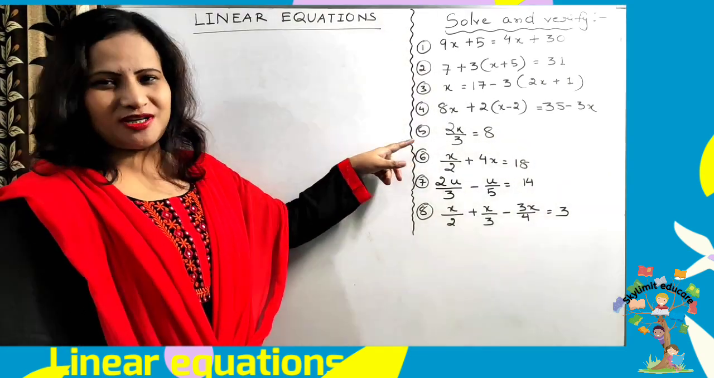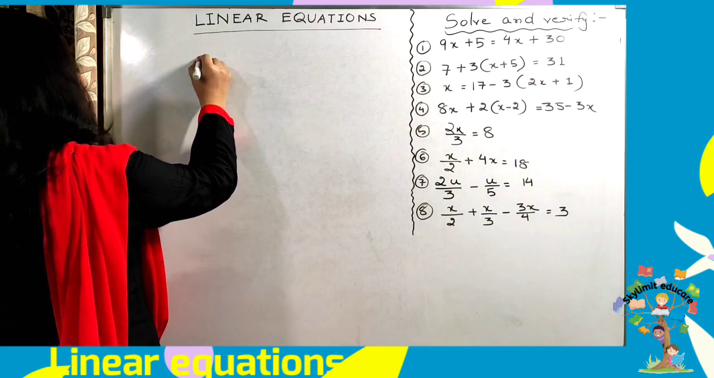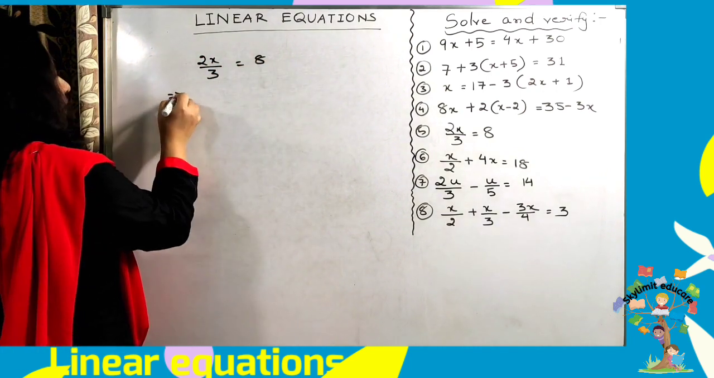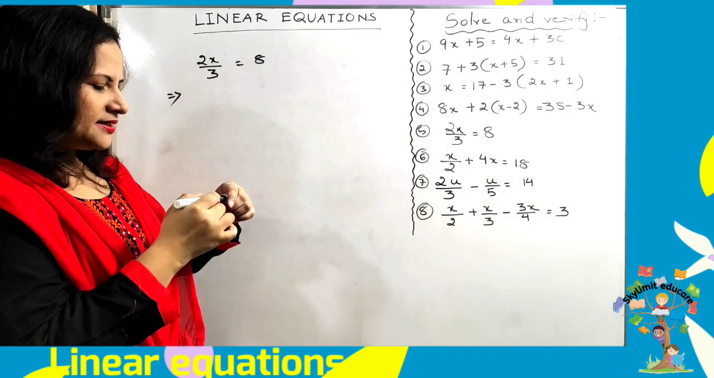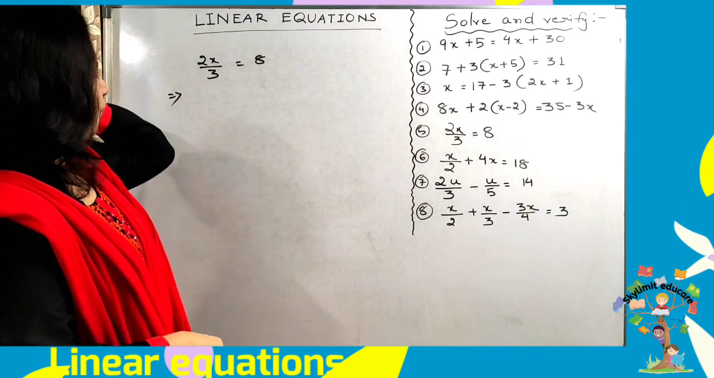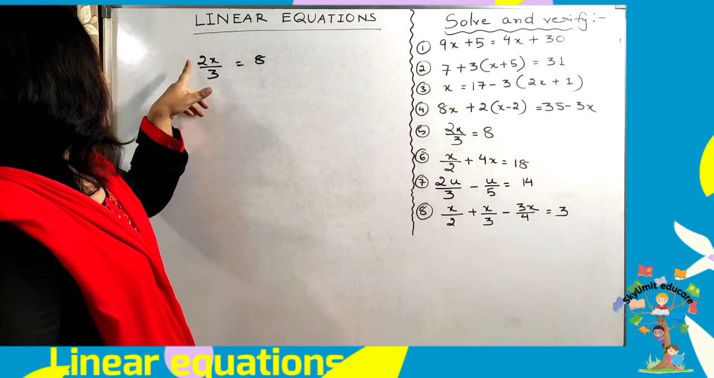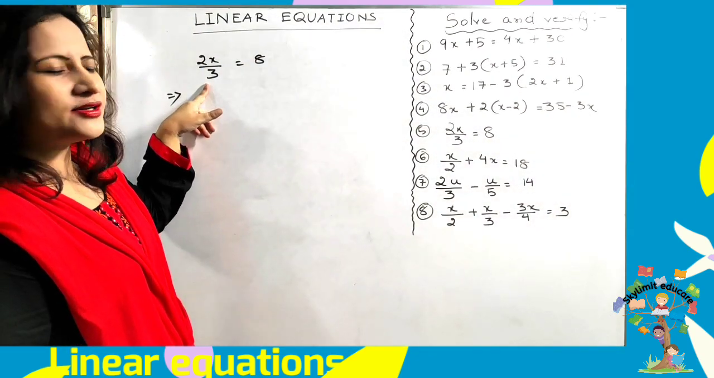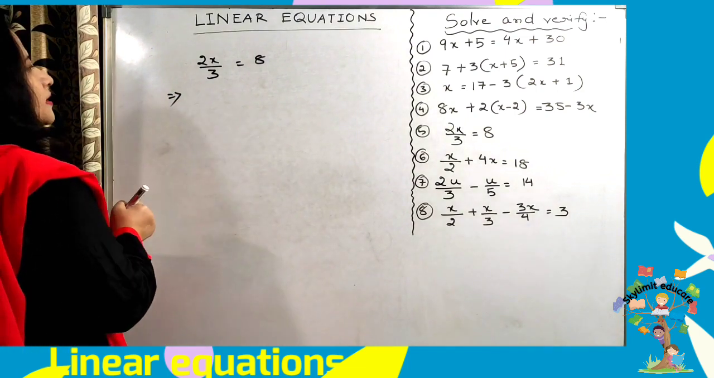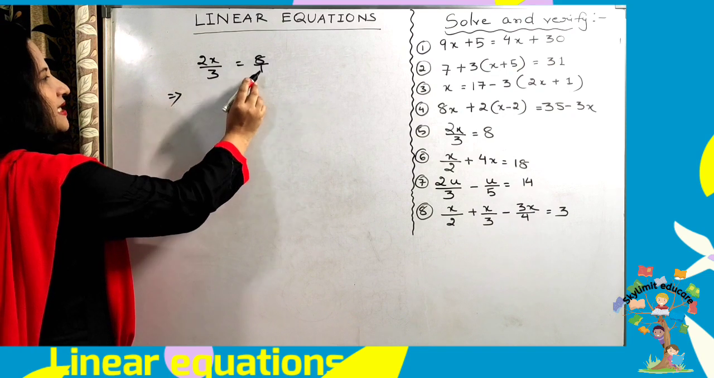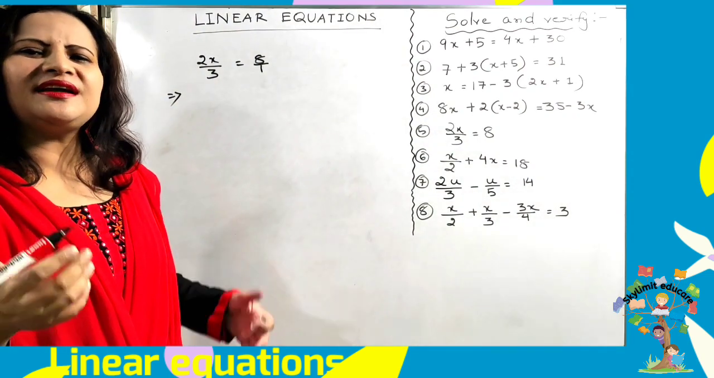Now let's come to the fifth question. 2x over 3 is equal to 8. Okay. So now you can go for both the methods here. I will show you two ways here. See. Now here you have a fraction, 2 by 3. So now here what is the denominator of 8? 1. So what will be the LCM of 3 and 1? The LCM of 3 and 1 will be 3 only.